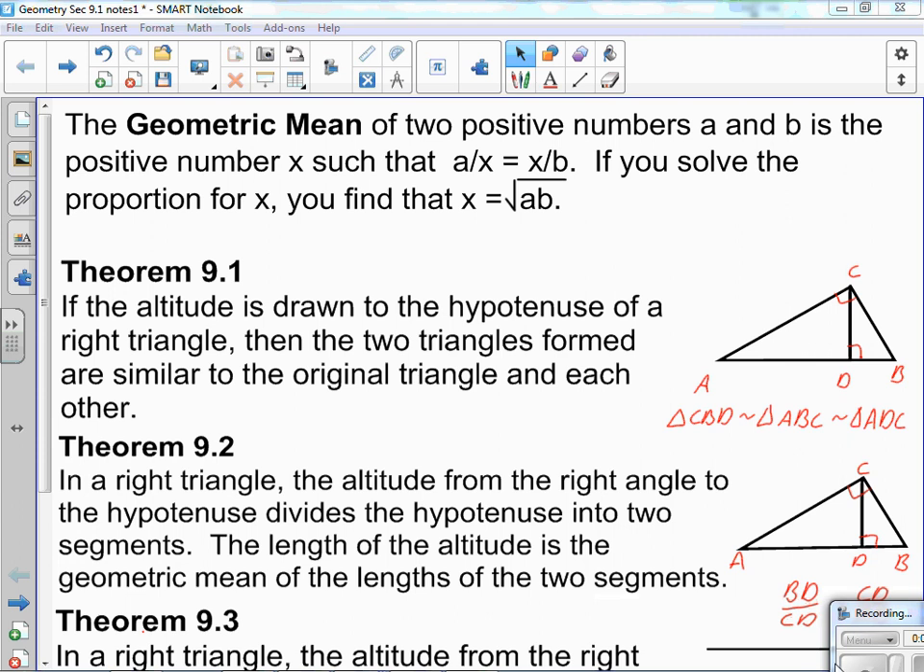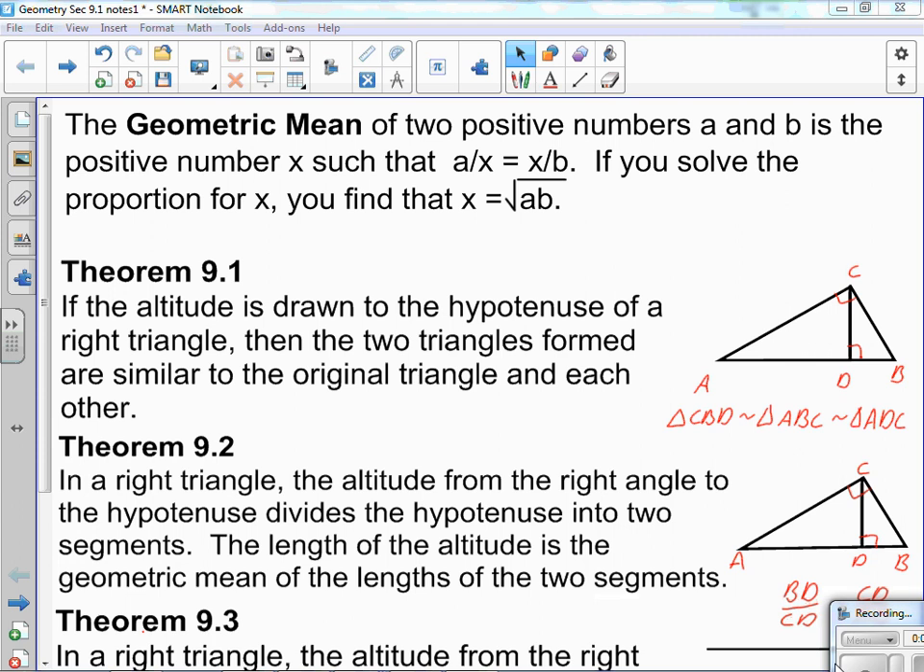Alright, so today we're starting chapter 9, which is all about right triangles. And we'll get into some right triangle trigonometry stuff before the chapter's over. Starting off, we're looking at something called a geometric mean.